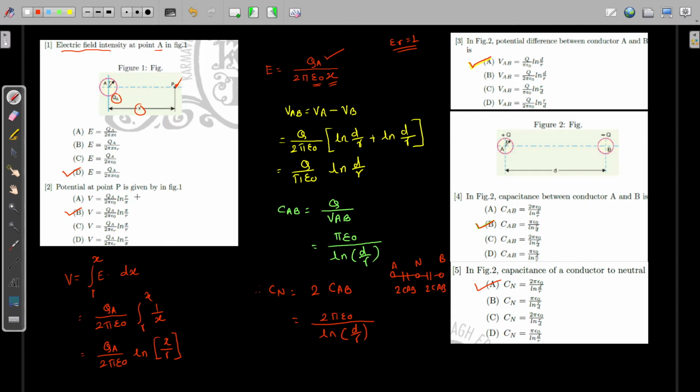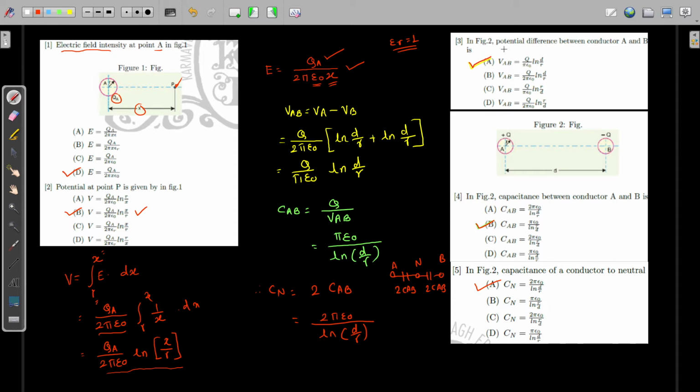The potential at point P, how will you calculate the potential? To calculate the potential, we have to integrate this electrical field from the distance r to x. So if we integrate from r to x with respect to dx, it is QA divided by 2 pi epsilon 0, which is constant. I have substituted the value of E here. The integration of 1 by x will give you natural log of x, and if I substitute the limits, it will give you natural log of x by r. So QA upon 2 pi epsilon 0 ln x by r. So option B is correct.